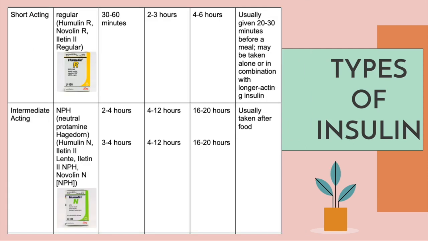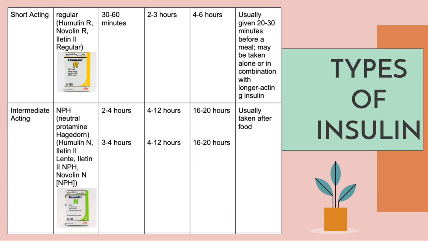The next type of insulin based on time course is the short-acting insulin. The agent for this is regular insulin, with brand names Humulin R, Novolin R, and Iletin II Regular. The onset is 30 to 60 minutes with a 2 to 3 hour peak and a duration of 4 to 6 hours. It is usually given 20 to 30 minutes before a meal, and may be taken alone or in combination with longer-acting insulin, which will be discussed later.